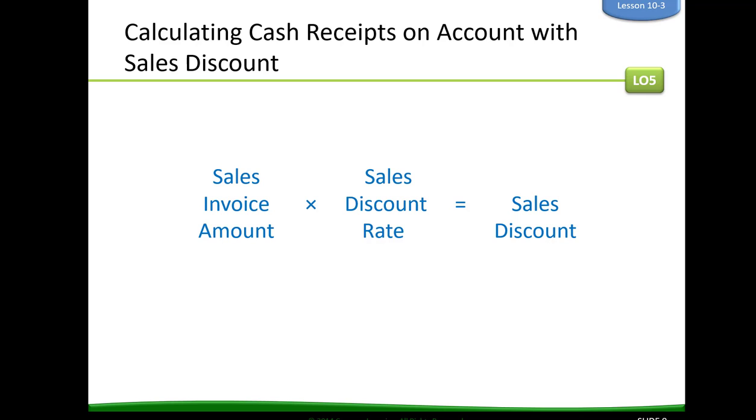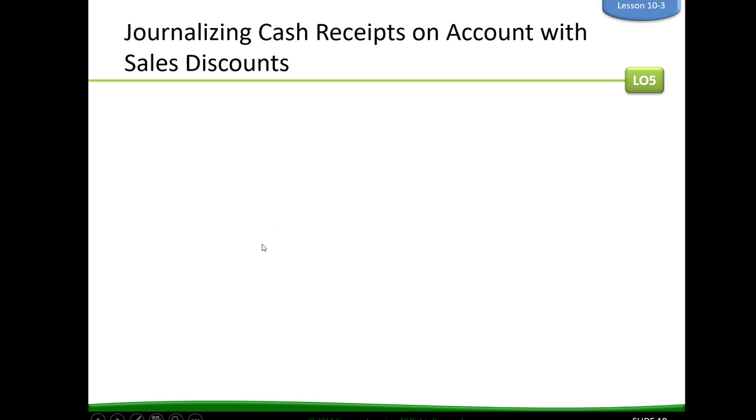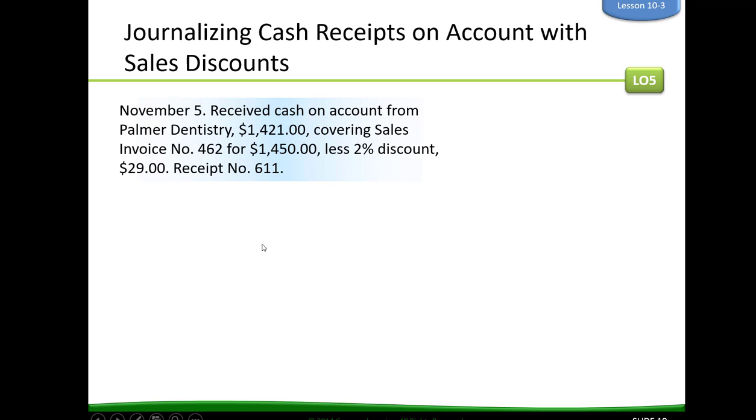And so calculating cash receipts on accounts with sales discounts. You'll do your invoice amount times your discount rate, which gives you your sales discount. Let's look at one where they actually had a discount. So we received cash on account from Palmer Dentistry for $14.21, covering the sales invoice $462 for a total of $1,450.